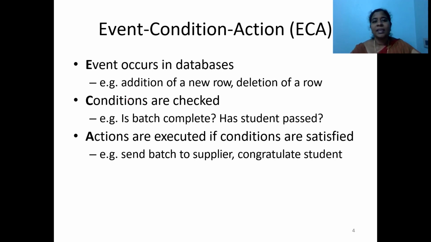It works like event, condition, action. Let's see what the events are. An event occurs in the database, for example, the addition of a new row, a deletion of a row, or an update. This we call an event. Conditions will be checked, for example, is the batch complete, have the students passed, etc. And you have to write the action. If that particular event occurs, what action you want to perform has to be written within the block. Actions are executed if the conditions are satisfied.